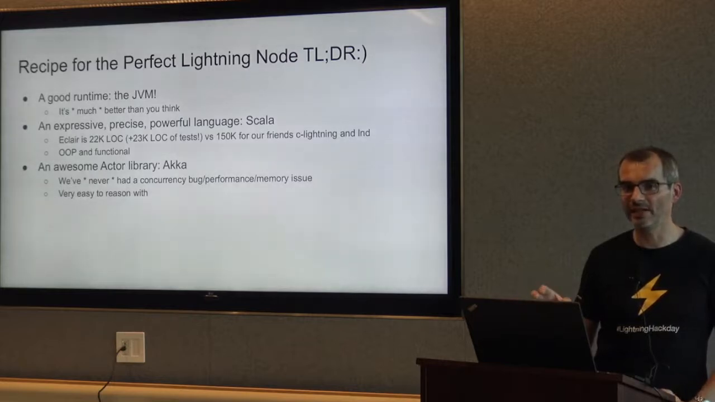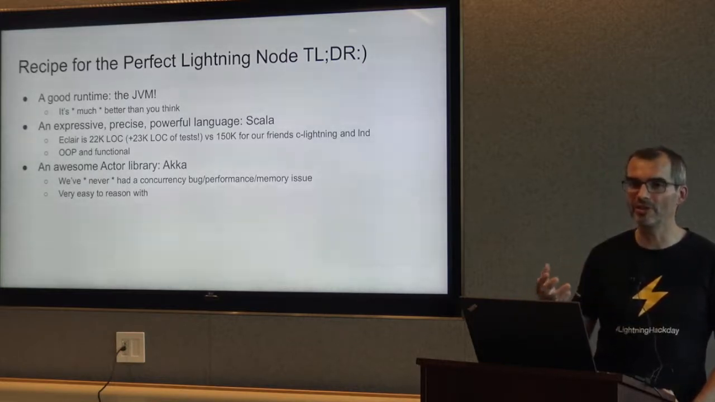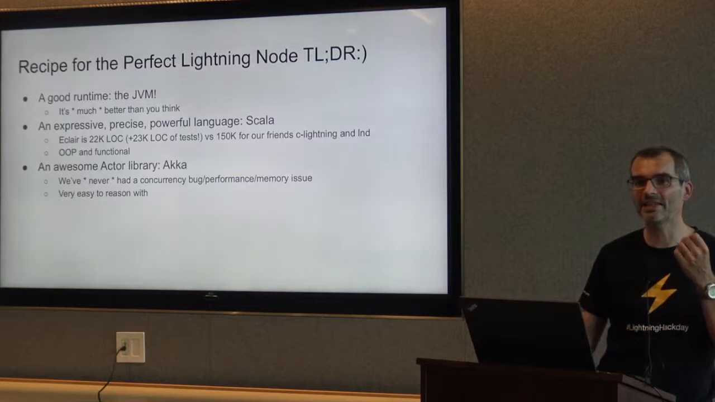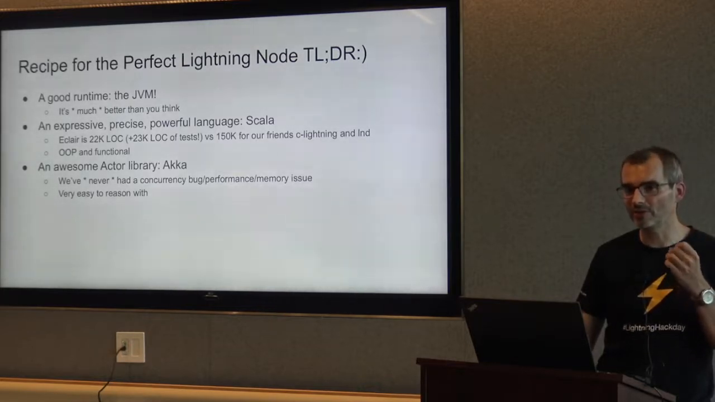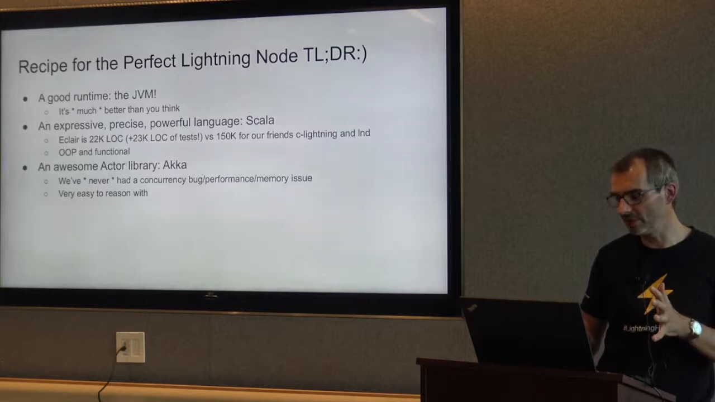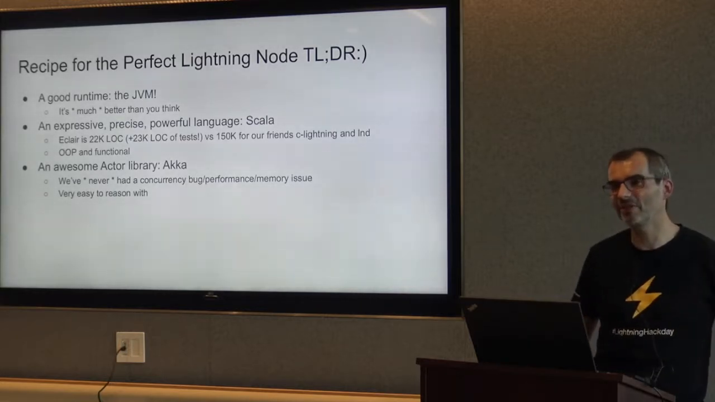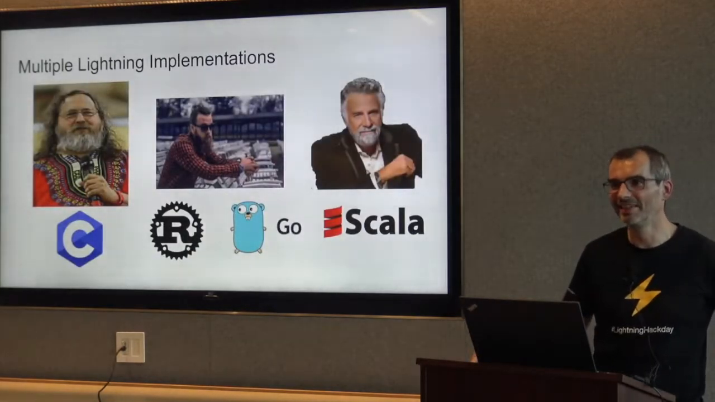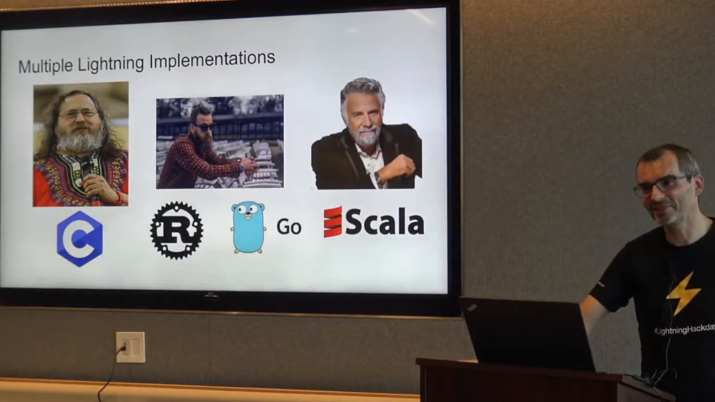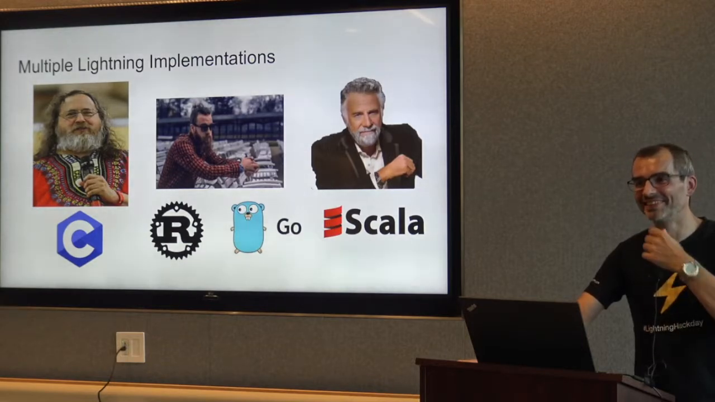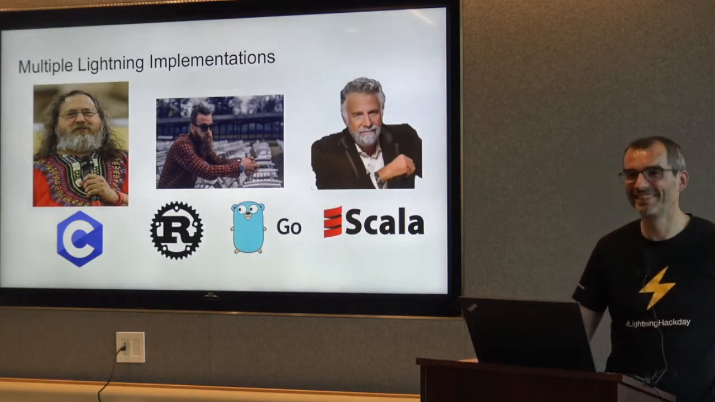We never had a concurrency bug or a performance issue or memory issue that was caused by Akka. Akka is awesome. And the good thing about Akka is it's extremely easy to reason about what's going on. It really doesn't get in the way. So even though I don't develop Lightning nodes very often, when I do, I do it in Scala because it's awesome. And that's the end of it.